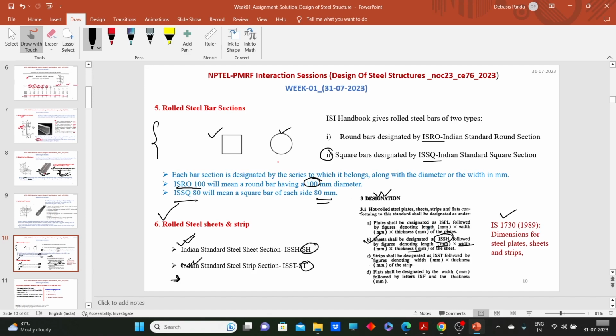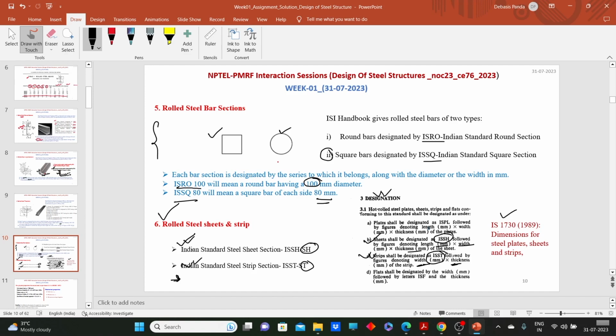Now ISST, what does that mean? That means it's a strip section, and for the strip section we only need to provide the width and thickness. So what we can understand is that for the sheet sections, we need to specify the length, for the bigger, larger sections. So for this kind of section we need to specify more precisely how to specify these sections.